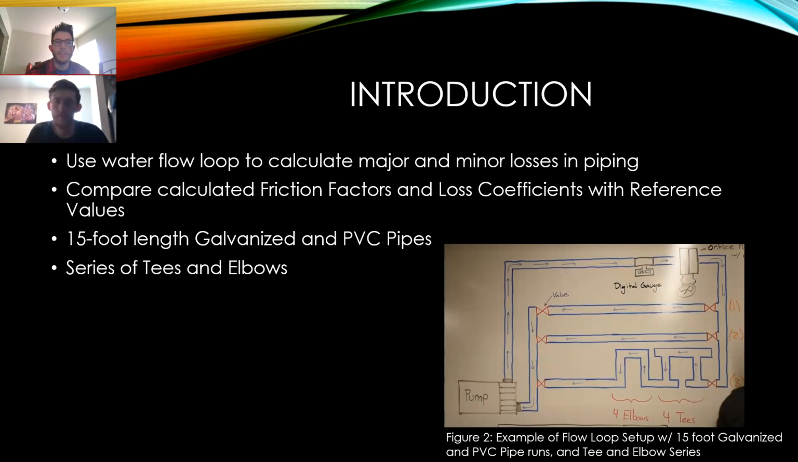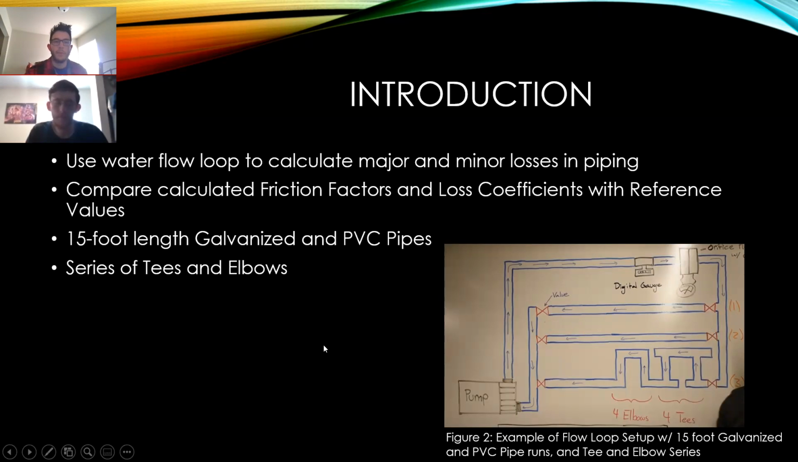So, quick introduction. In this lab, we're using a water flow loop to calculate major and minor losses. The major losses will be from friction factor and the minor losses will be from just the geometry of the pipe. As you can see in figure 2, there's a significant amount of geometry in this third one, some geometry here, but really we're looking at that third one for the minor losses, and the first two are our big friction factor ones.